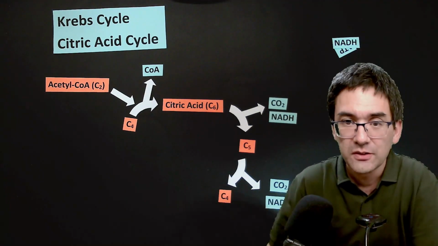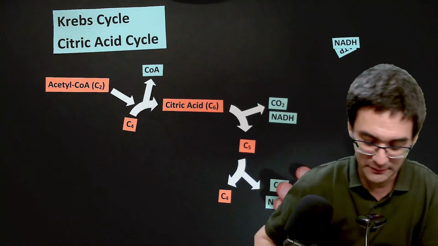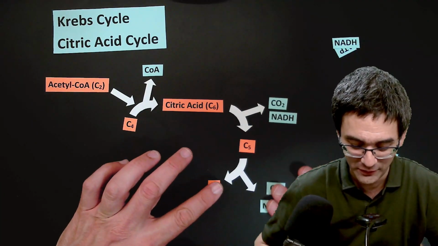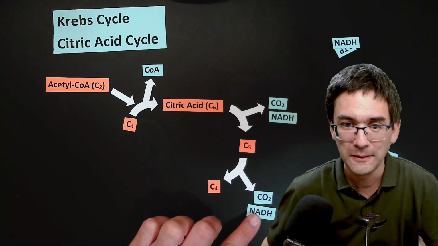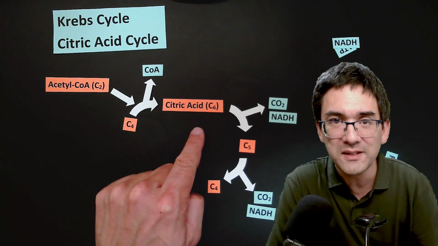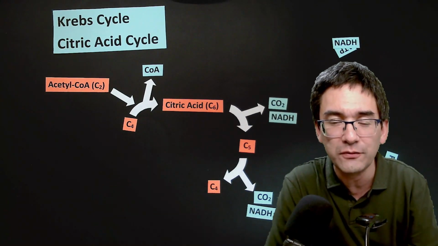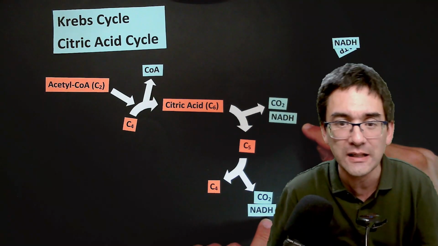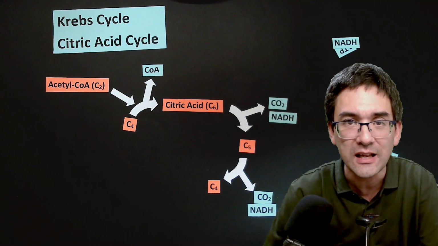I need to move over a little bit, otherwise I'm blocking my own picture here. You know what, I'm going to just move everything over a little bit here. So that's better. So after we made citric acid, we have 2 oxidative decarboxylations, and then the energy is present in the form of high energy electrons in the NADH.